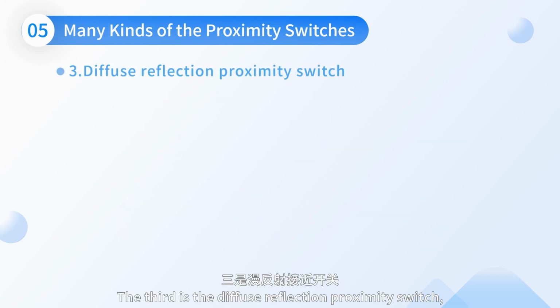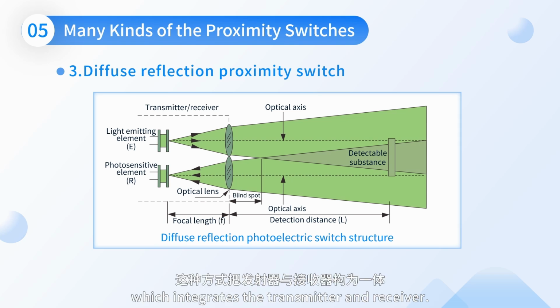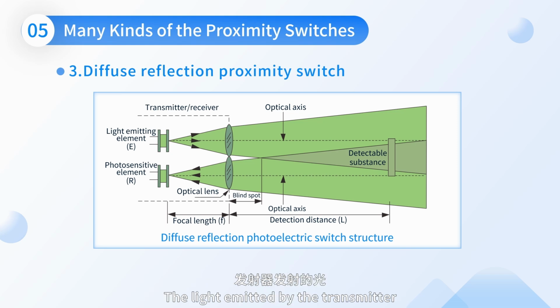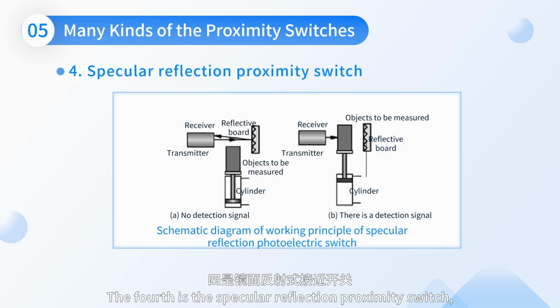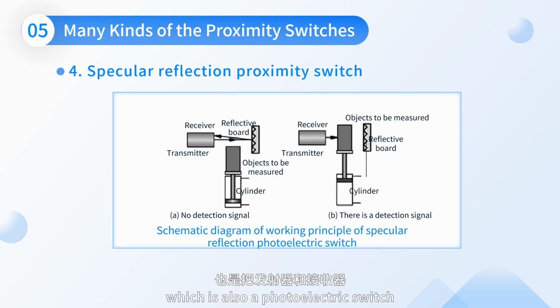The third is the diffuse reflection proximity switch, which integrates the transmitter and receiver. The light emitted by the transmitter directly irradiates the detected object, and the detected object produces diffuse reflection, and the receiver changes the switch state according to the change of the reflected light. The fourth is the specular reflection proximity switch, which is also a photoelectric switch that integrates the transmitter and receiver. It has a multi-edge mirror compared with the diffuse reflection type.